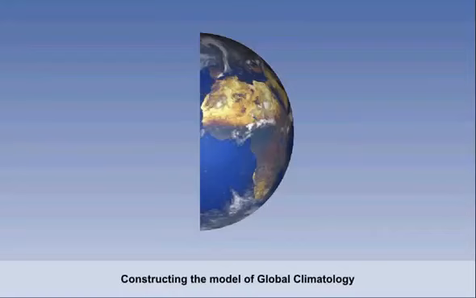Looking at the diagram, we can see a view of the Earth split north-south. Using this picture, we will construct and build the model of global climatology. The most fundamental aspect which controls the weather processes is the global air circulation. We have seen these air circulation cells already in other lessons, but we will expand and explain them in detail here.